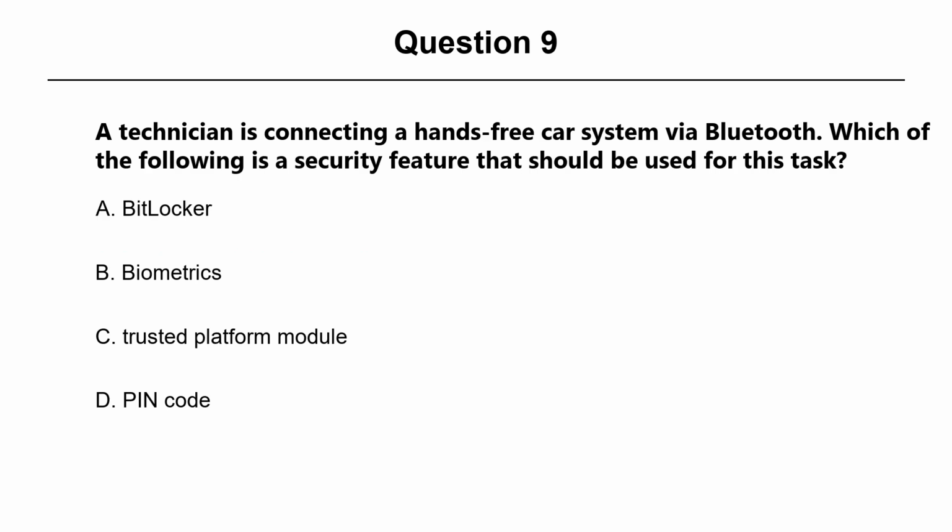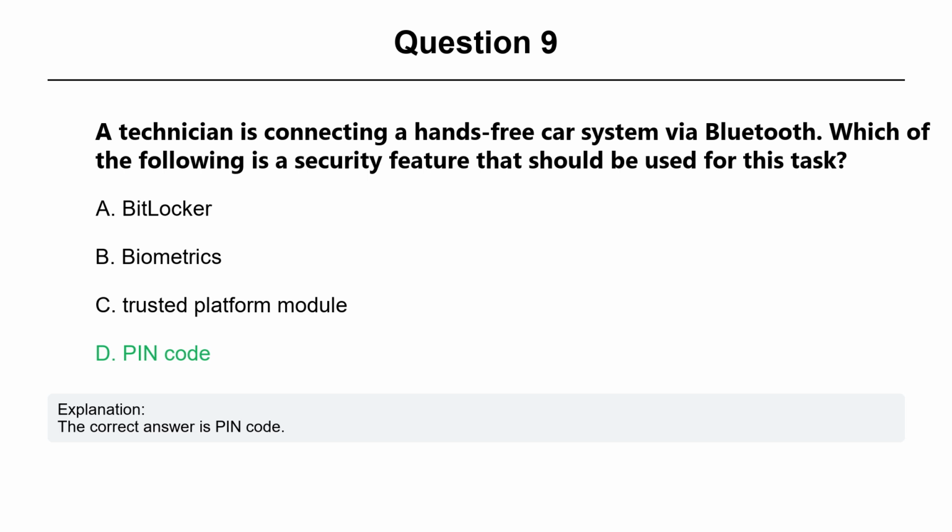Question 9. A technician is connecting a hands-free car system via Bluetooth. Which of the following is a security feature that should be used for this task? Option A, BitLocker. Option B, biometrics. Option C, trusted platform module. Option D, PIN code. The correct answer is option D, PIN code.